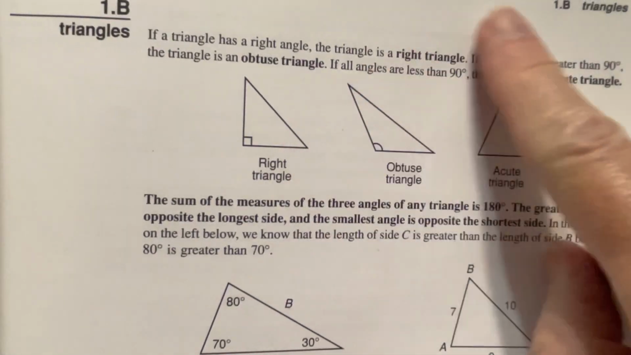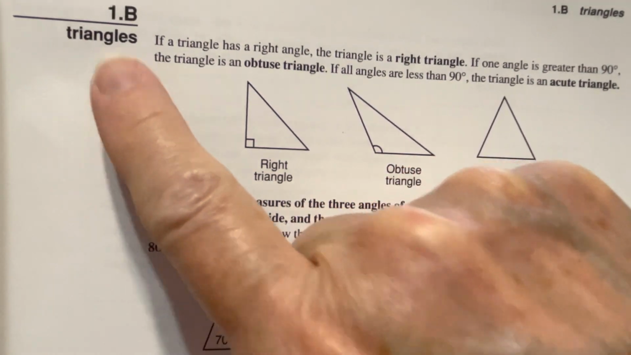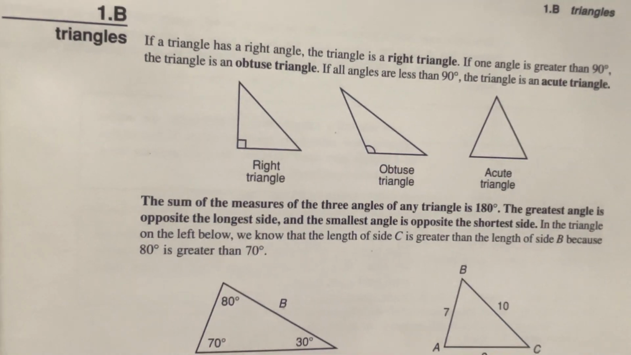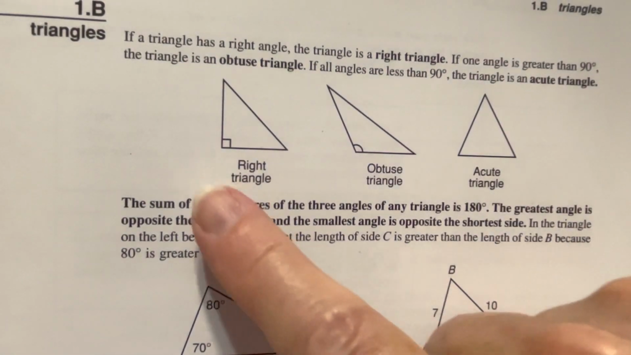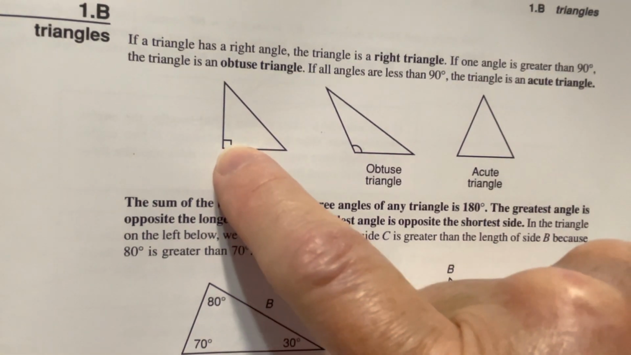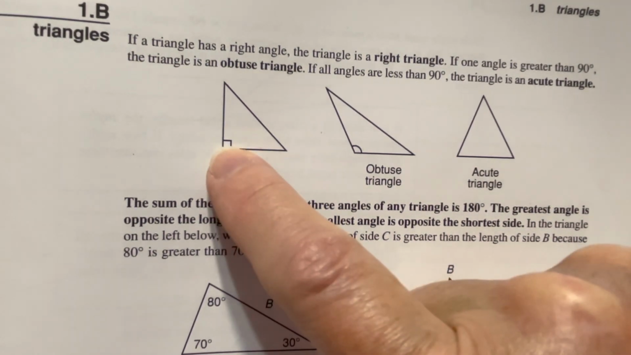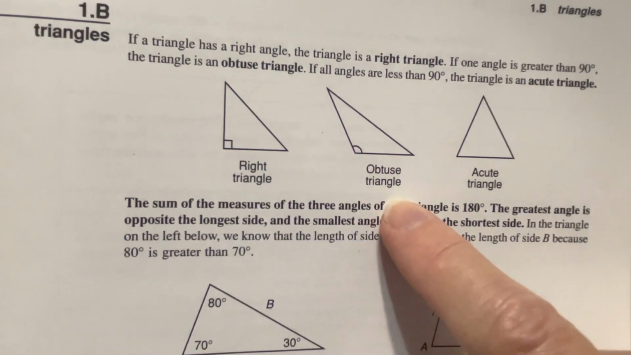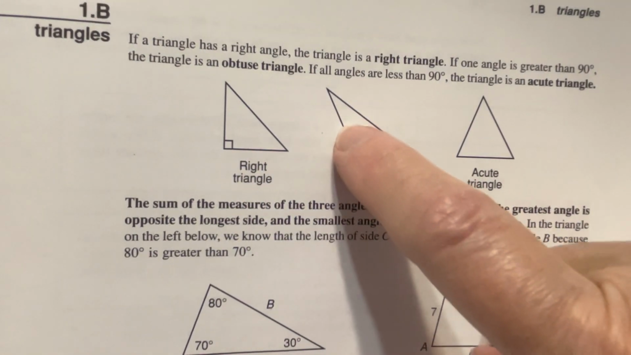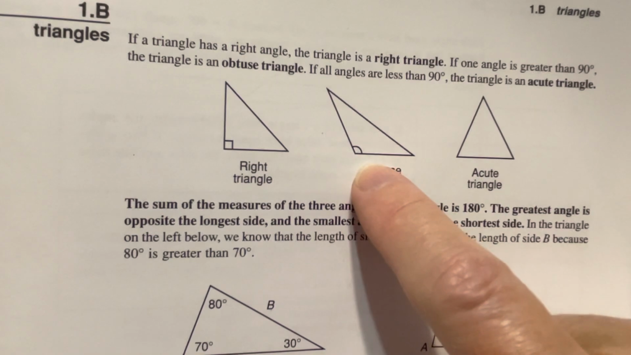So in your books, we're now on page 23, which is 1B. We're talking about triangles. A lot of definitions in lesson 1. A right triangle has 1 right angle. That's the most that you can have in a triangle. 1 right angle is a right triangle. Right means 90 degrees. Obtuse means we have 1 angle that is greater than 90 degrees. So this one is obtuse.